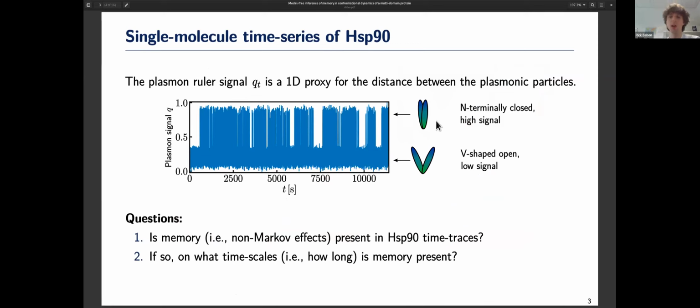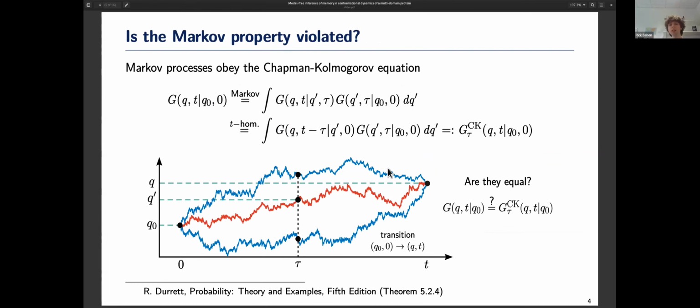and the high signal corresponds to the closed conformation. Some of the key questions we wanted to address: first, are there non-Markov effects? Is there memory present in these time series, since it's a one-dimensional projection of a very high-dimensional system? Does it have memory about hidden initial conditions? And if so, on what timescale does this memory emerge and then decay, and maybe has it some biological relevance?